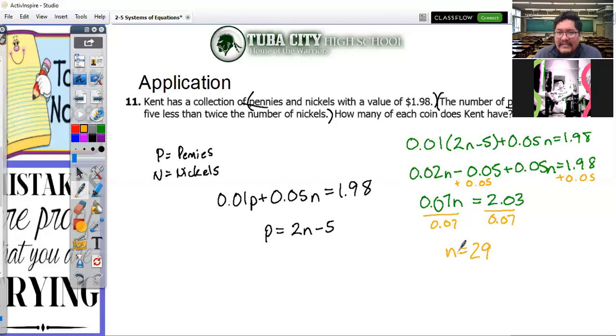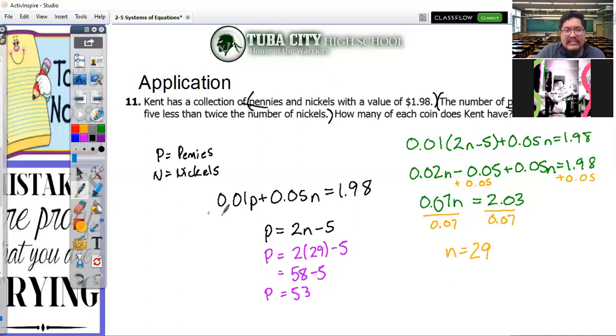Now it does not tell us the number of pennies, but we can plug into this one right here. Look, this one's already solved for P. So we know he has 29 nickels, and the number of pennies is 5 less than twice the number of nickels. If we double the number of nickels, 2 times 29 is 58. Yep, 58 minus 5 would be 53. So pennies are 53.